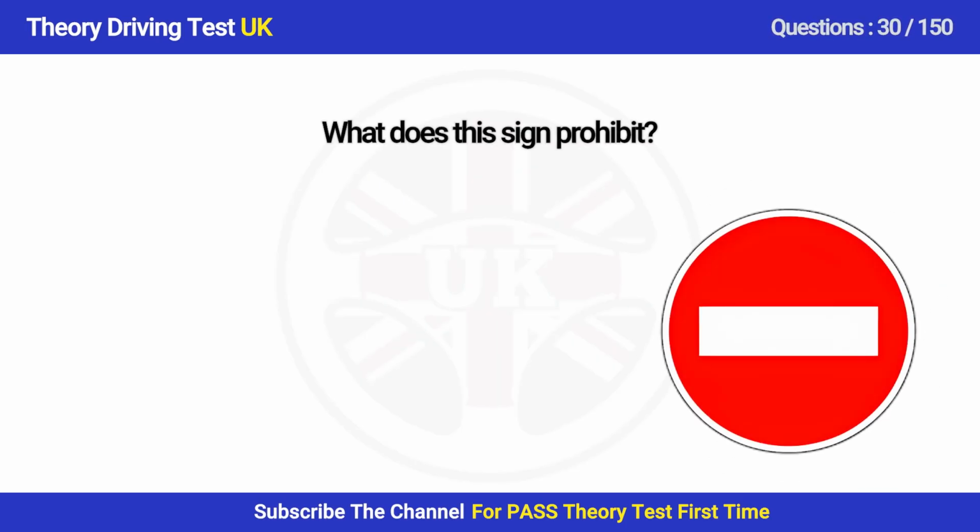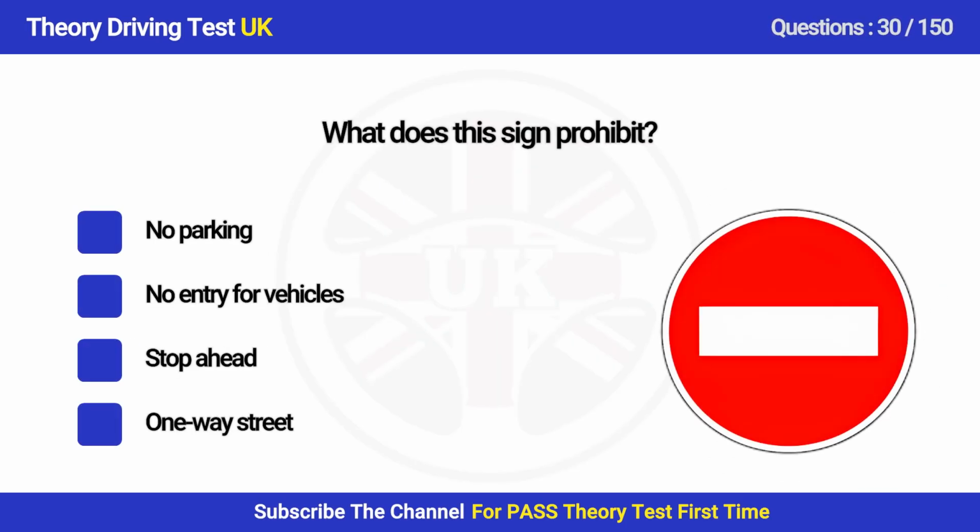Question 30. What does this sign prohibit? A. No parking. B. No entry for vehicles. C. Stop ahead. D. One-way street. Answer is B. No entry for vehicles.